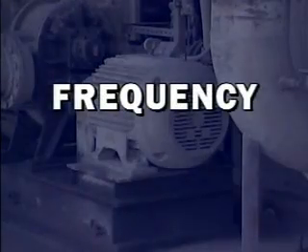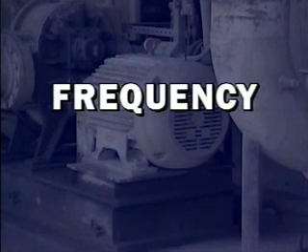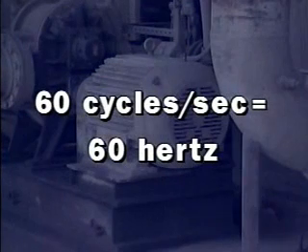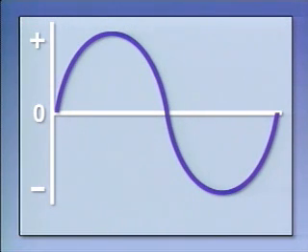The number of cycles completed each second is called frequency. Frequency is measured in units called hertz. 60 cycles per second can therefore be referred to as 60 hertz. This graph shows one cycle of a typical AC voltage sine wave. In this part, we're going to take a closer look at some specific points on this graph. Although we'll be referring to voltage, the terms we'll use apply to AC current as well.